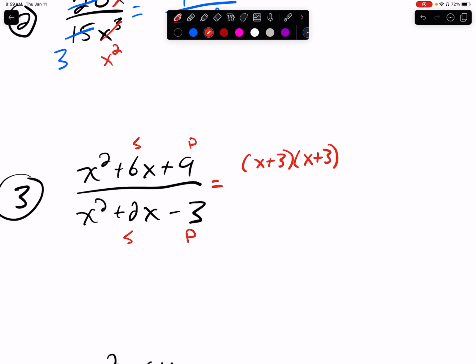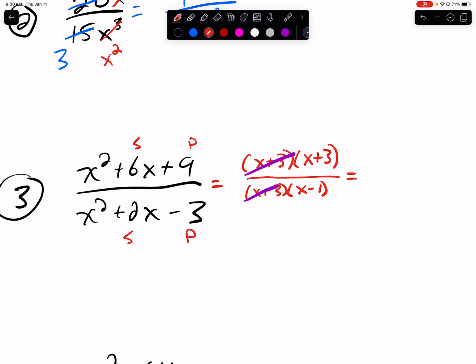What numbers multiply to negative 3 and then add to positive 2? Well, we're going to get x plus 3 and then x minus 1, right? Because 3 times negative 1 is negative 3, and then 3 minus 1 is positive 2, right? So now what we can see here is x plus 3 divided by x plus 3 is really just 1. So we can simplify this rational, cross off those values because they are equal to 1, and then find out, well, what do we have left in the numerator and the denominator?